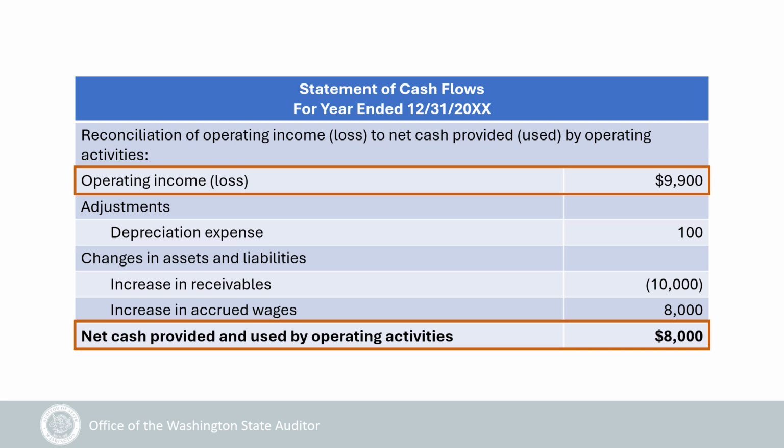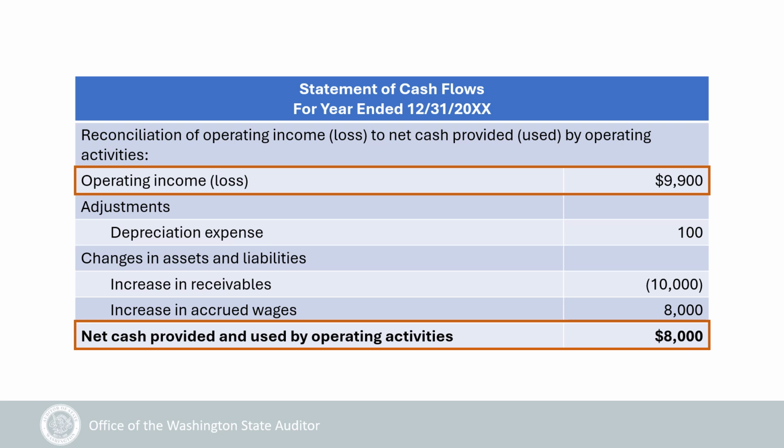Our first reconciling item is depreciation expense. So under accrual accounting, we record depreciation expense, which reduces operating income. But you don't actually pay out any cash. So depreciation expense is not included in the net cash provided and used by operating activities. So we have to unwind it from the operating income to go from accrual basis to cash basis. That means we're going to add it back in because we don't want it to reduce the operating income.